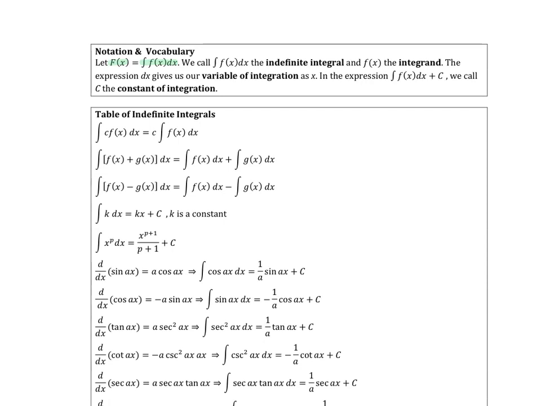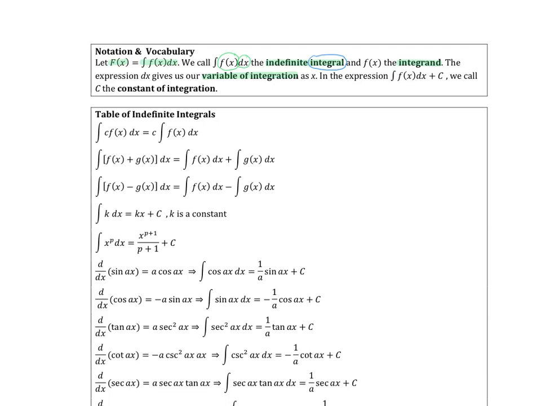And we call that an indefinite integral. I will typically just call it an integral for short. Now, this f of x, this function, is what we're going to be calling the integrand. And dx is what we call the variable of integration.